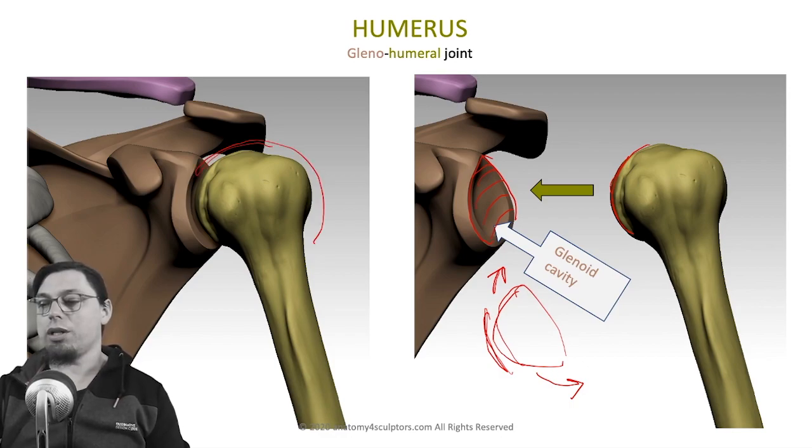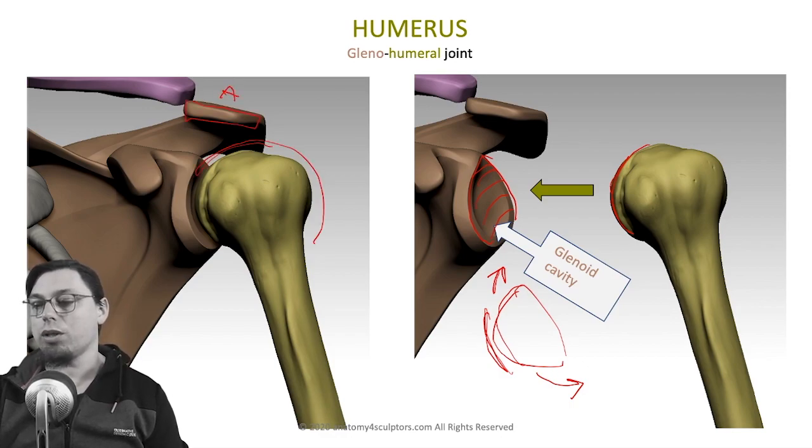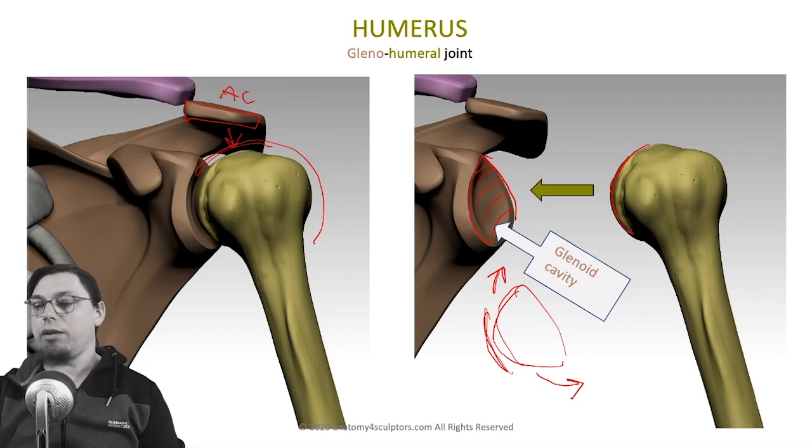The head of the humerus sits under the acromion process, so it's kind of covered by it. And from the other side, from the medial side, there is this coracoid process which closes the structure.